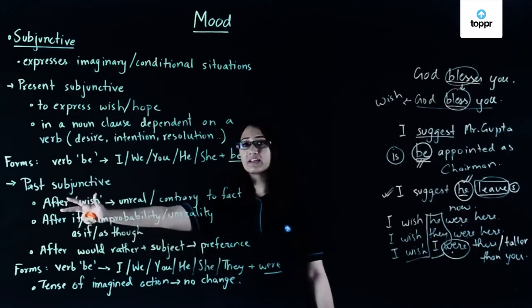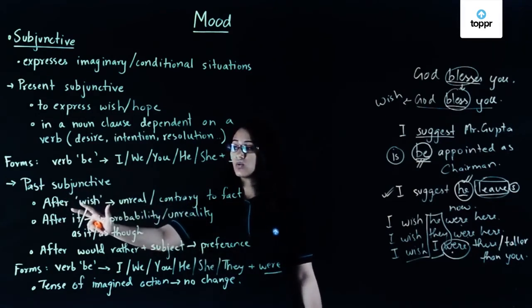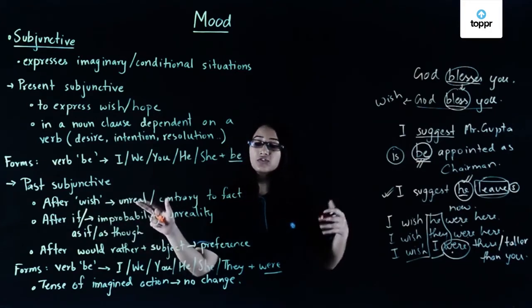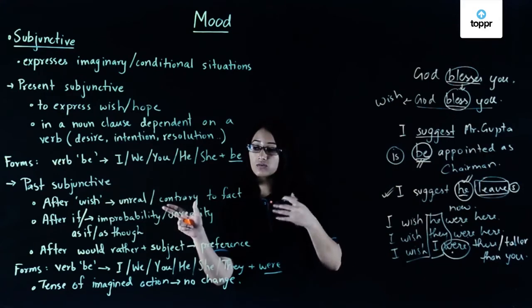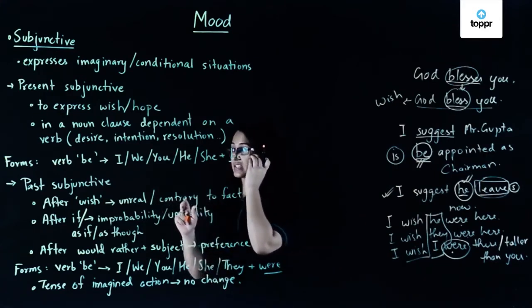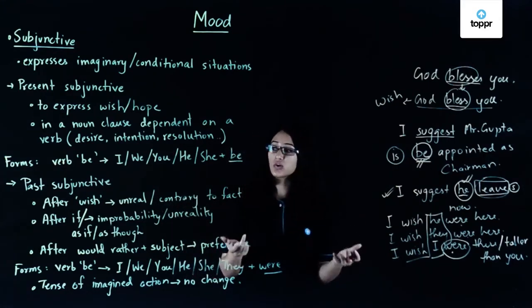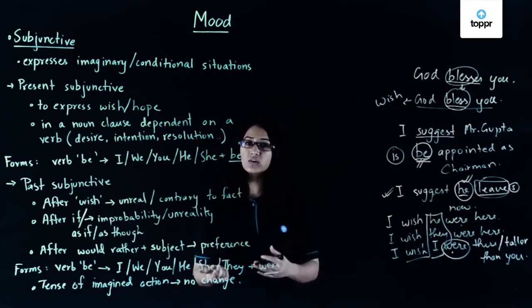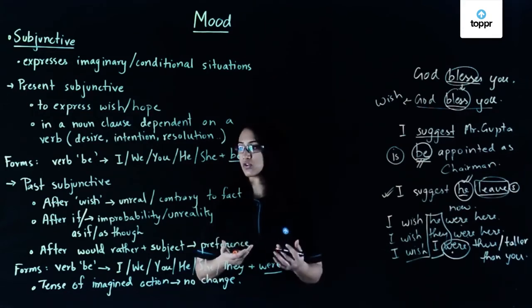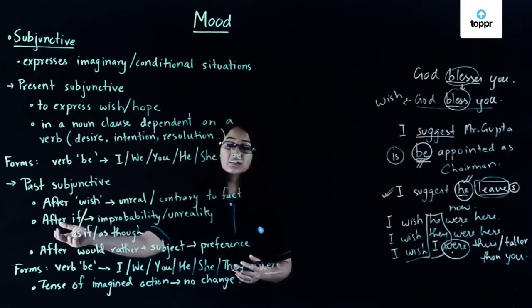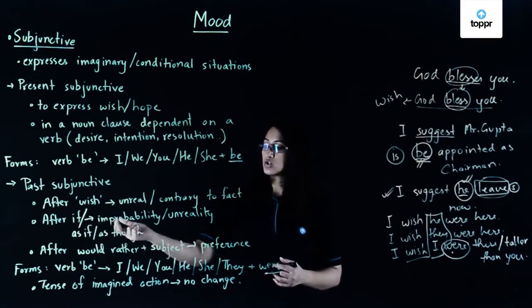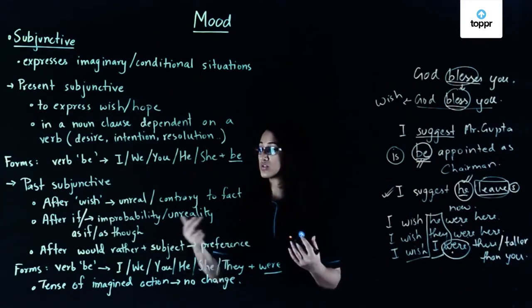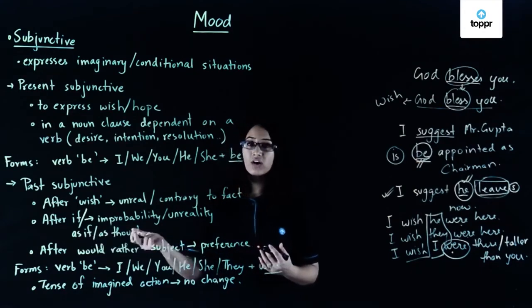So now when do we use past subjunctive? After the word wish, and this is used to express unreal things, which are contrary to facts. So let's take an example. I wish you were here. Again, we are using were as the be form of the verb. We also use the past subjunctive after if to show improbability or unreality. We also use it after as if or as though.